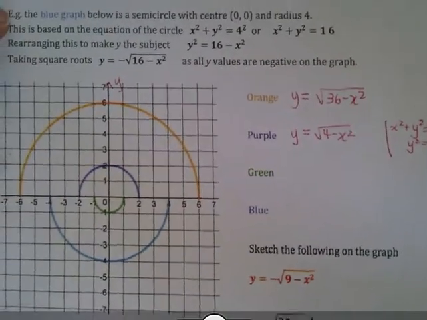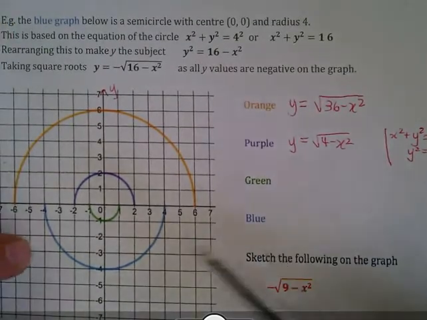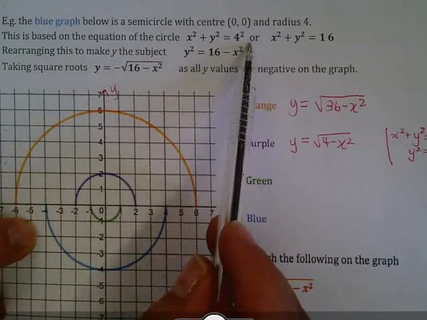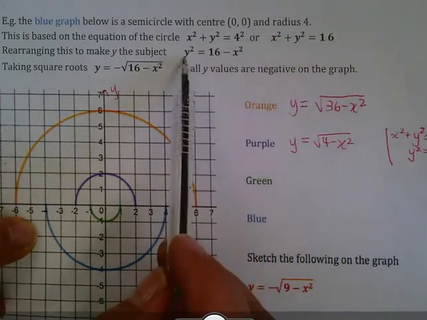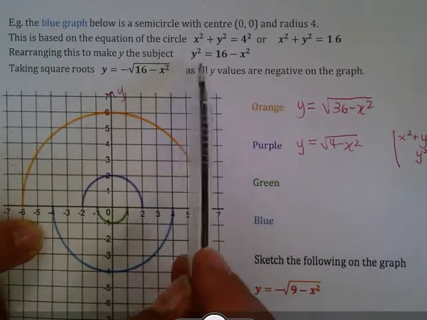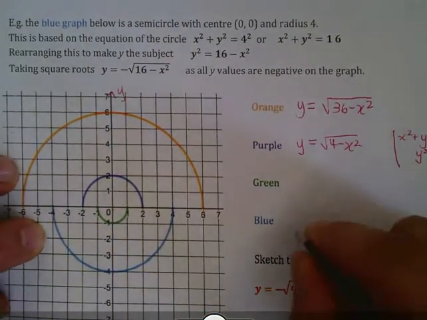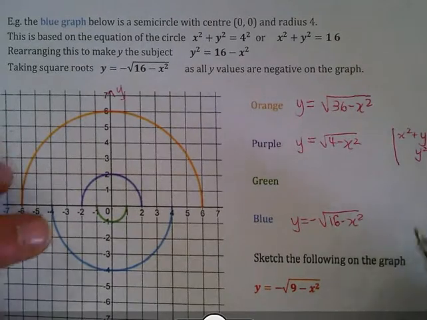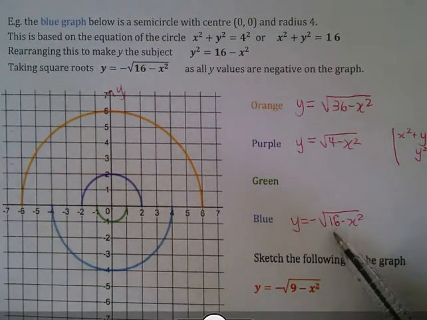Now, the blue graph is obviously below the x-axis. The blue graph starts from x squared plus y squared is 4 squared, which is x squared plus y squared is 16. Making y squared the subject, and then we take the square root. This is below the x-axis, so it's going to be the negative square root of 16 minus x squared. So look, the main thing I'm worried about here is that people are going to put 4 here instead of 16 because it's r squared.